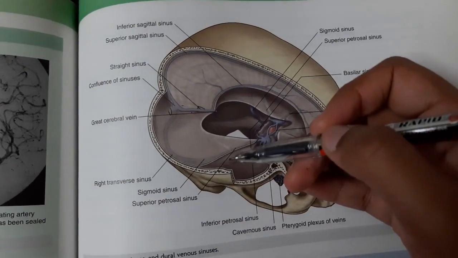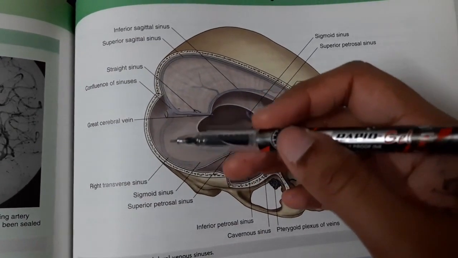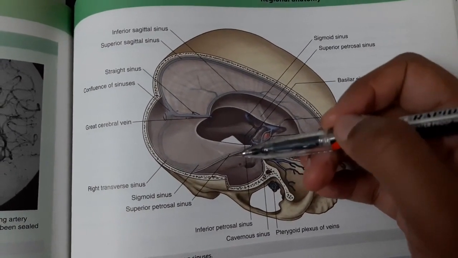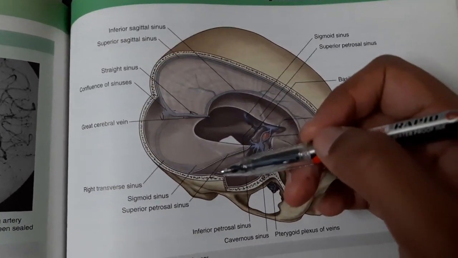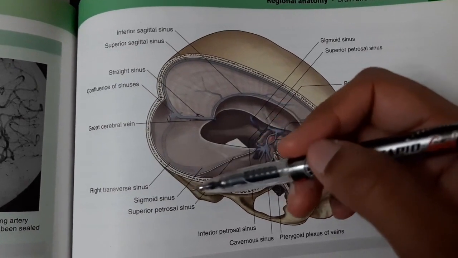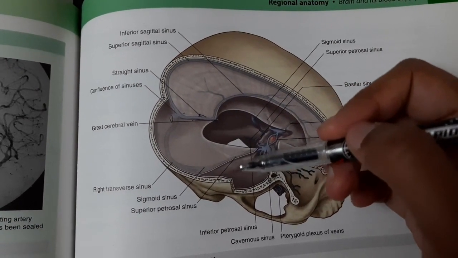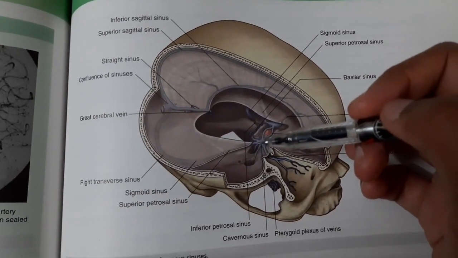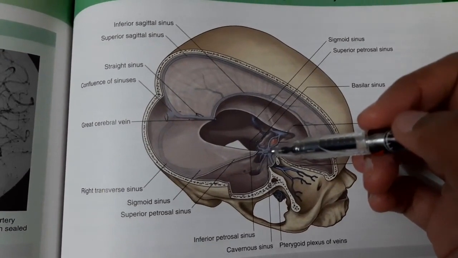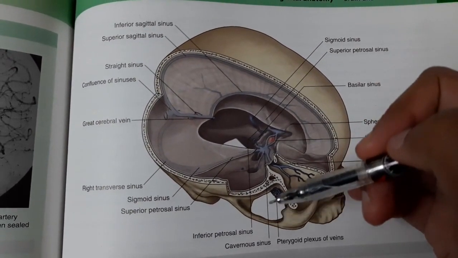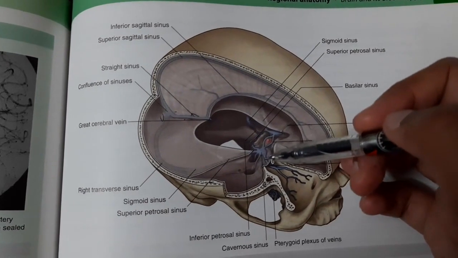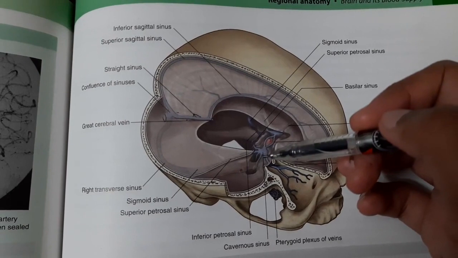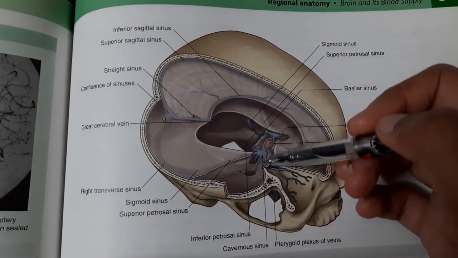The sigmoid sinus is the continuation of the transverse sinus. This sigmoid sinus receives blood from the transverse sinus, some cerebellar, cerebral, diploic and emissary veins. Then we have the cavernous sinus. This cavernous sinus receives blood from cerebral, ophthalmic, sphenoparietal and emissary veins.